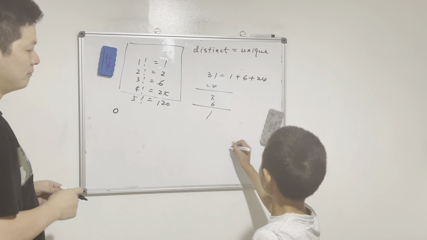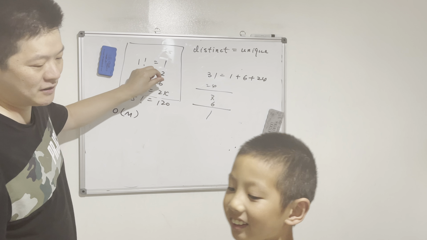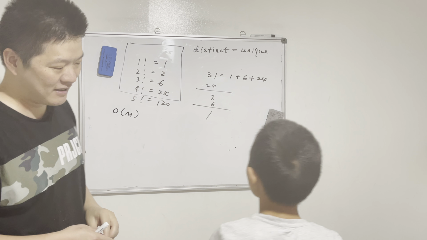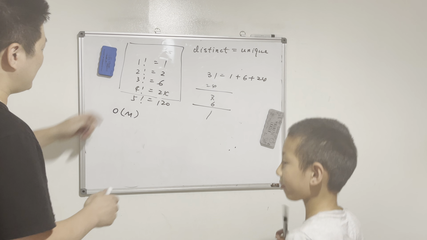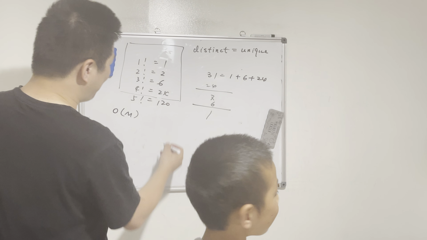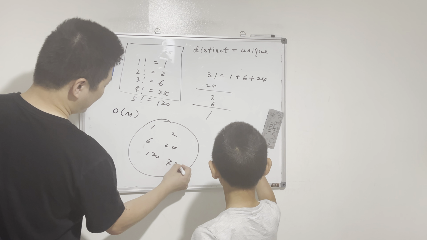What's the time complexity for this one? I think it's what you called O(M). And what's M? M is the number of distinct factorials that are smaller or equal than n. So if we have this list of distinct factorial numbers: 1, 2, 6, 24, 120, and then 720.